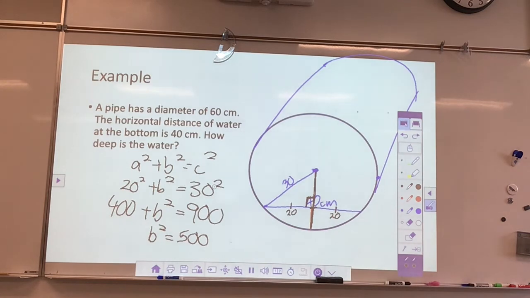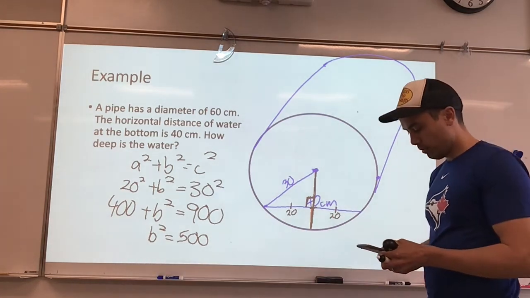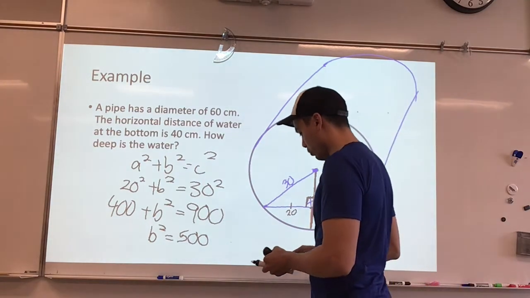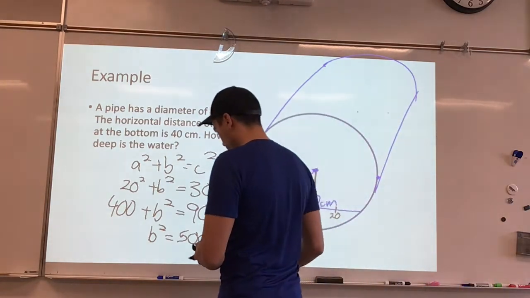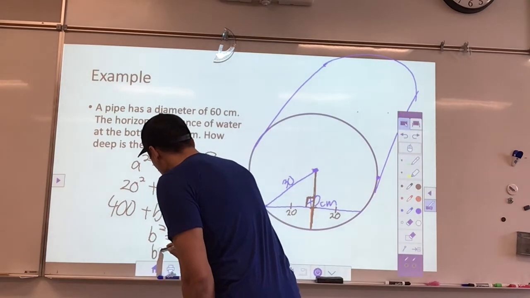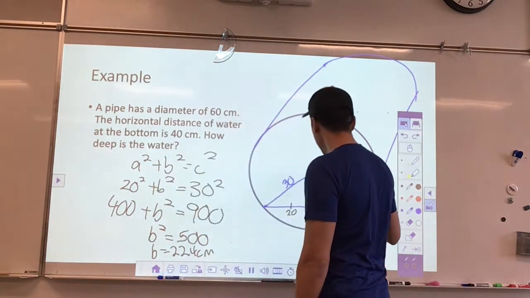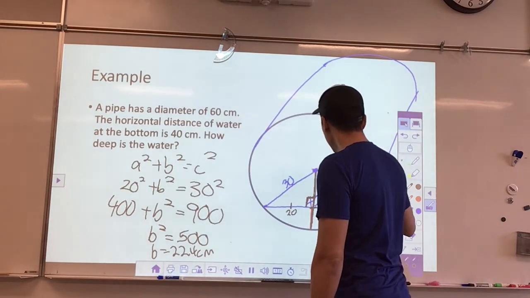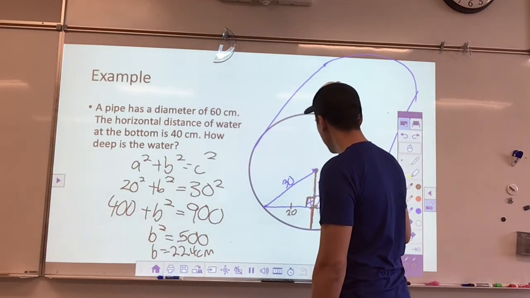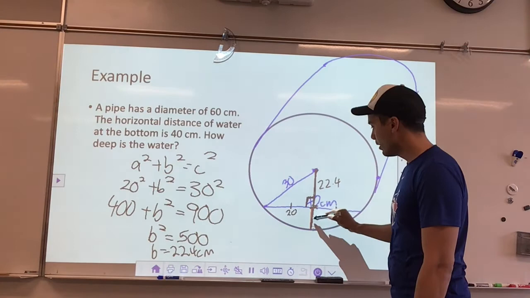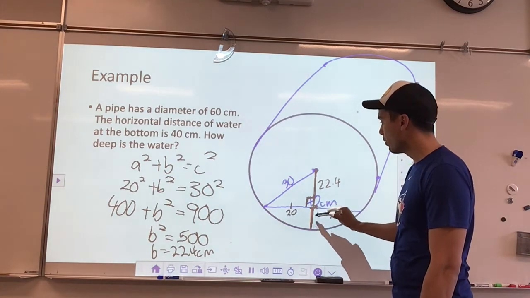So I go grab my best friend, Mr. Calci. Punch that in. I got 22.4. So I know this is 22.4 from here to here. Okay, that still doesn't allow me to find the depth of the water.